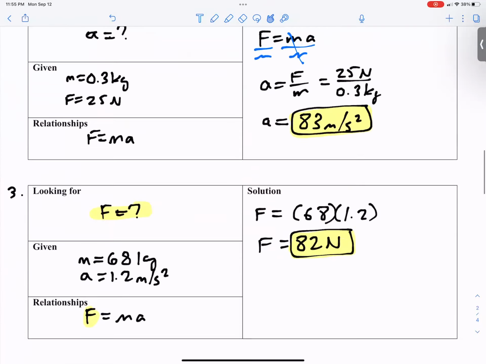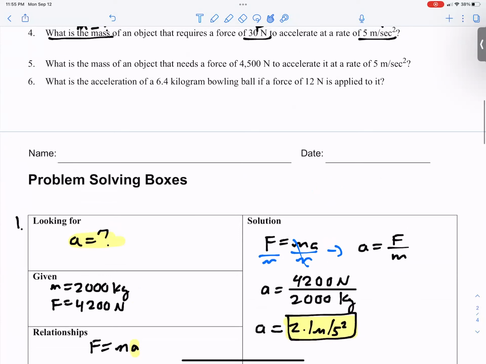Okay, number 5. Again, what is the mass, that's the question mark, of an object that needs a 4,500 newton force to accelerate at a rate of 5 meters per second squared. So 4,500 and 5.